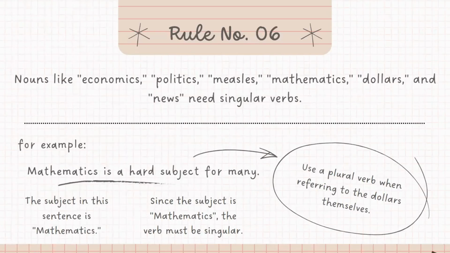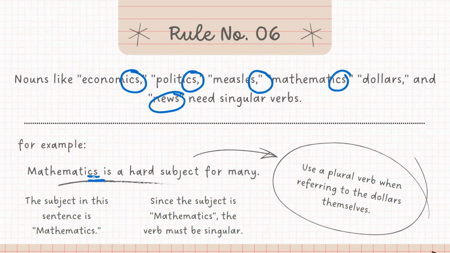Now let's move on to rule number 6. Nouns like economics, politics, measles, mathematics, dollars, and news need singular verb. For example, mathematics is a hard subject for many. Over here, mathematics is a singular subject, so I'll be using the singular verb.